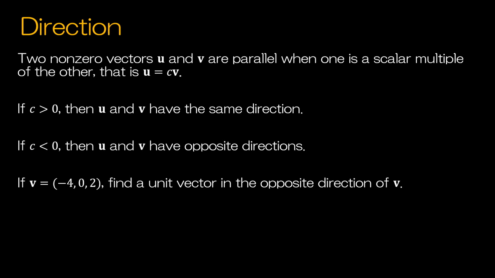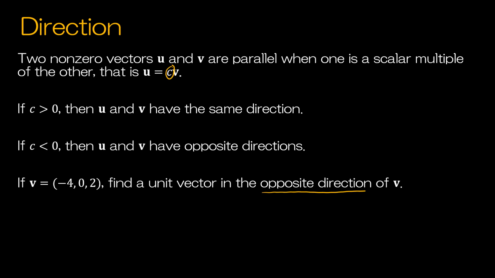Quite often you'll be asked to find a unit vector in the direction of v or a unit vector in the opposite direction of v, and really all they're talking about is c being some scalar. So if c is greater than 0, then u and v would have the same direction. So if you have one that is u, and I can take it times a scalar multiple to get to v or vice versa, if c is greater than 0, they have the same direction. If it's less than 0, they have opposite directions. And then, of course, you can also find some vector in the opposite direction simply by negating it.